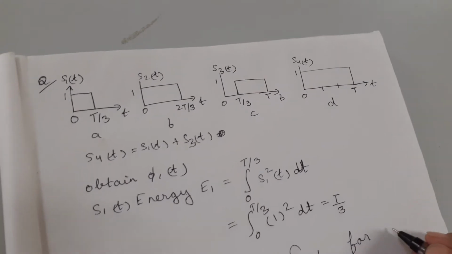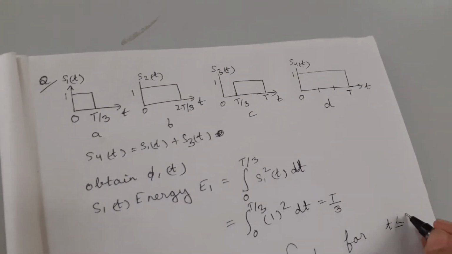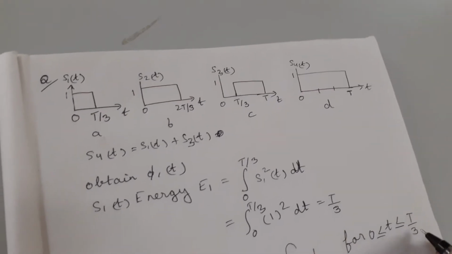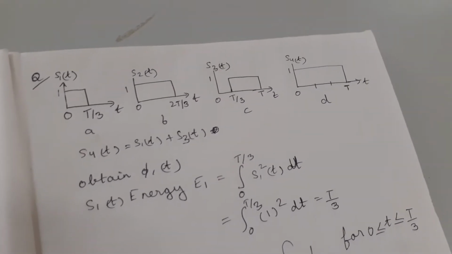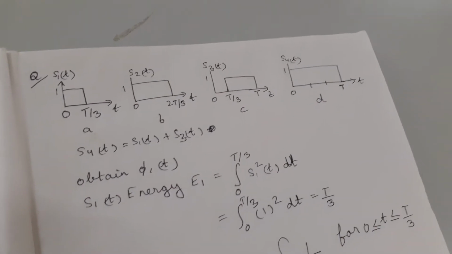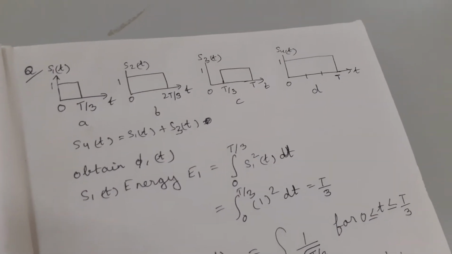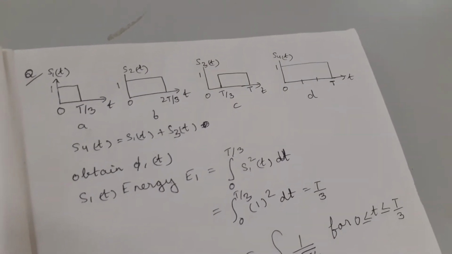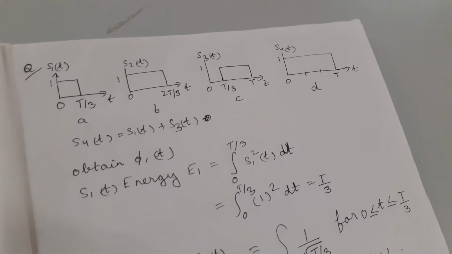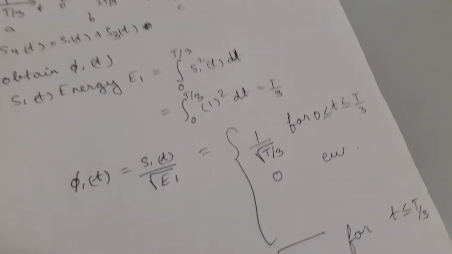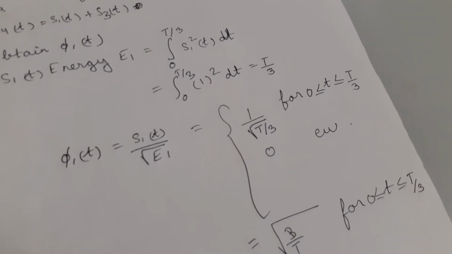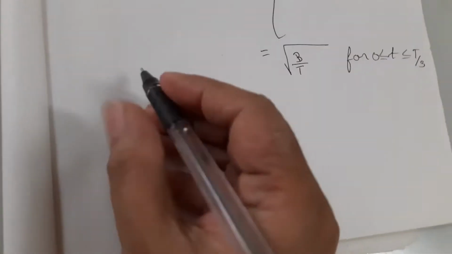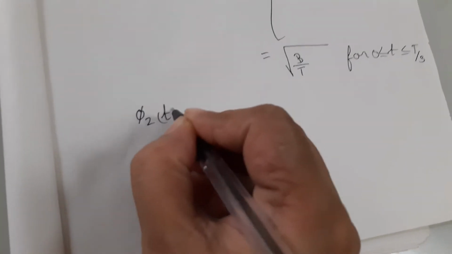This is very important, this is only from 0 to T by 3, or 0 elsewhere. You can also write it like this. It can be written as root 3 by T for t from 0 to T by 3. So continuing, now we will obtain phi 2 of t.